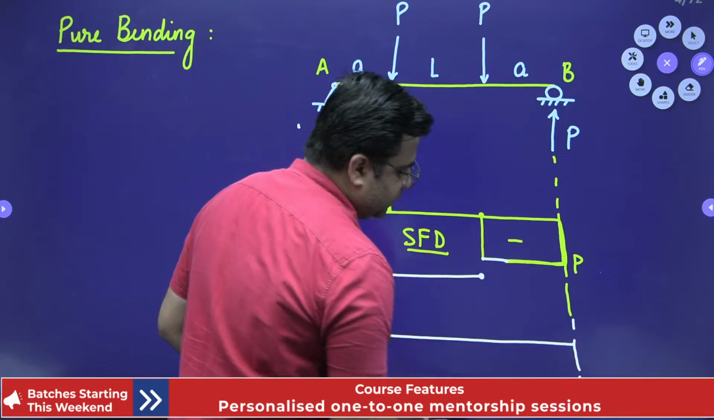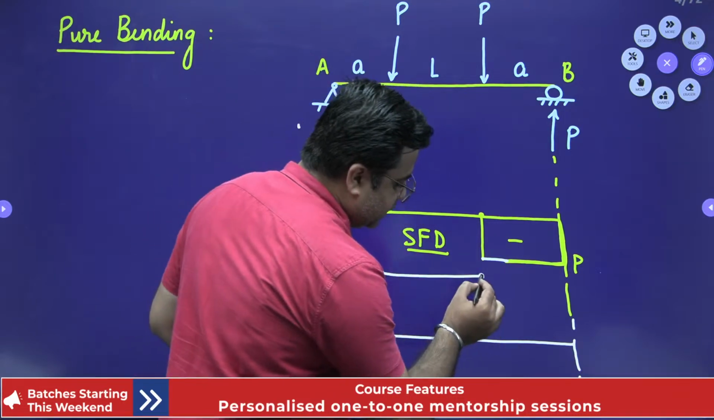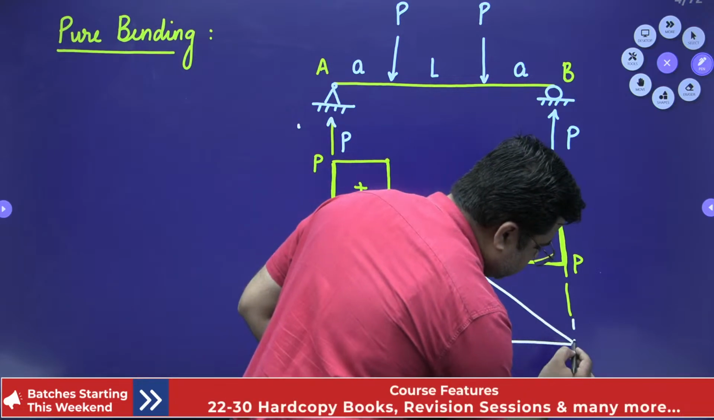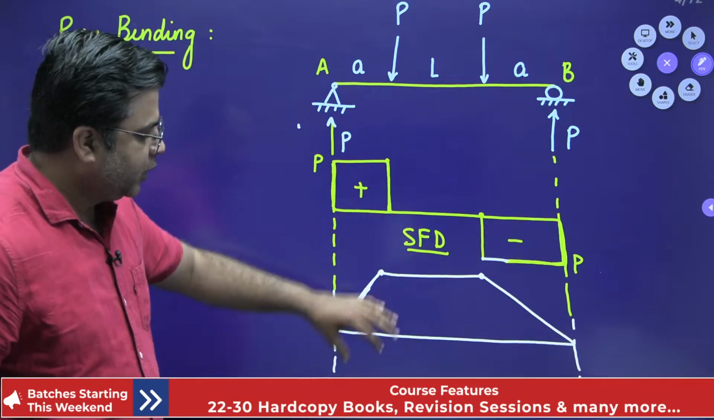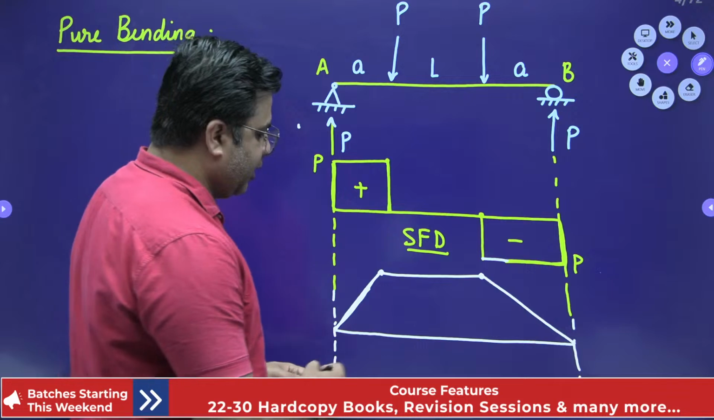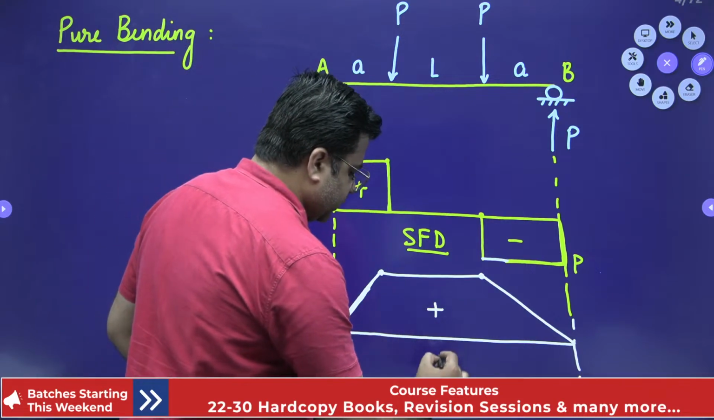Then after this, when you write the bending moment equation, it will be closing like this with the negative slope. So this is the bending moment diagram and this bending moment diagram is positive.